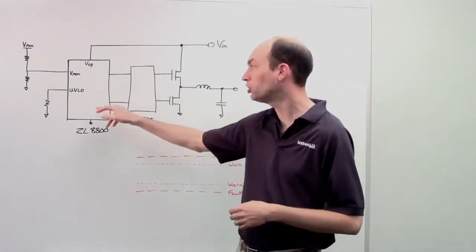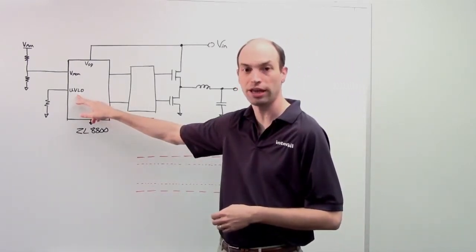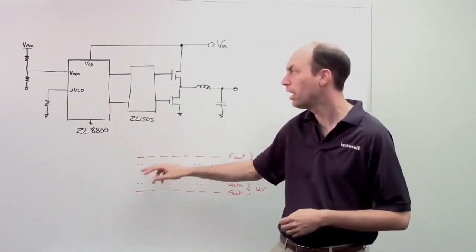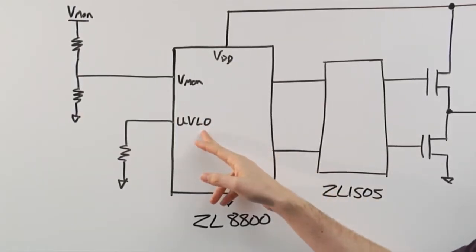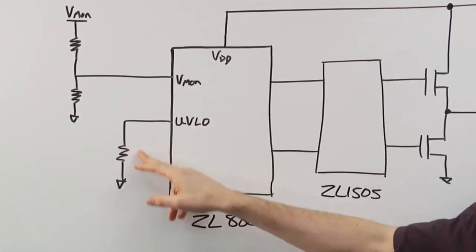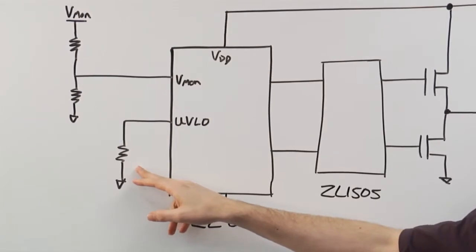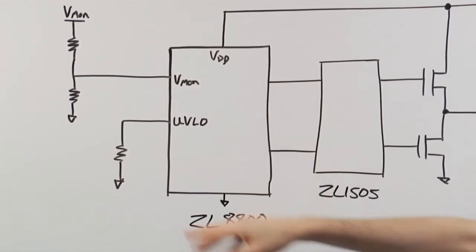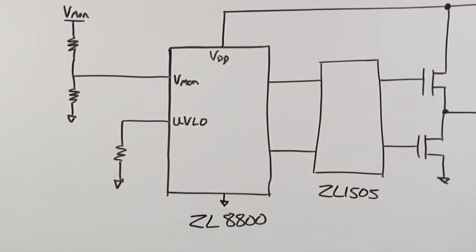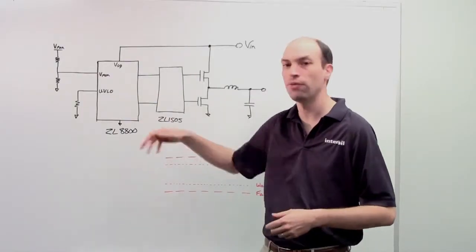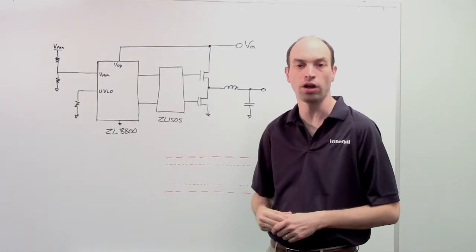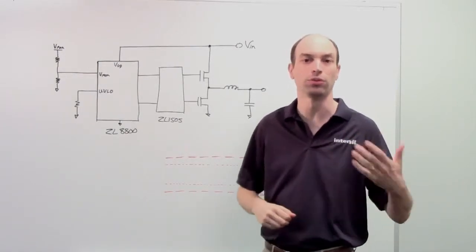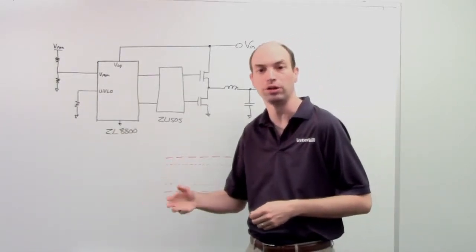A simple way also of setting the input voltage lockout, or the lower level, is to use the UVLO pin. This is just using a simple resistor to ground. You can set a voltage based off of a lookup table in the datasheet, anywhere from about 4 volts all the way to 16 volts. So that's a great way of simply putting the lower level you want, depending on the input voltage rail, whether it's a 5 volt or a 12 volt input rail.